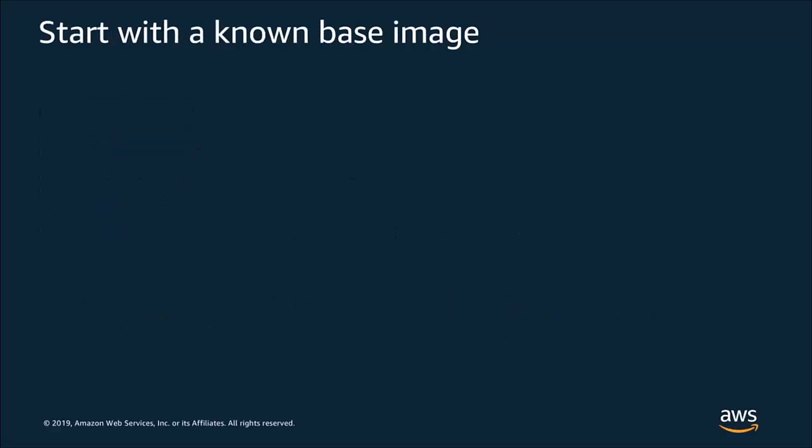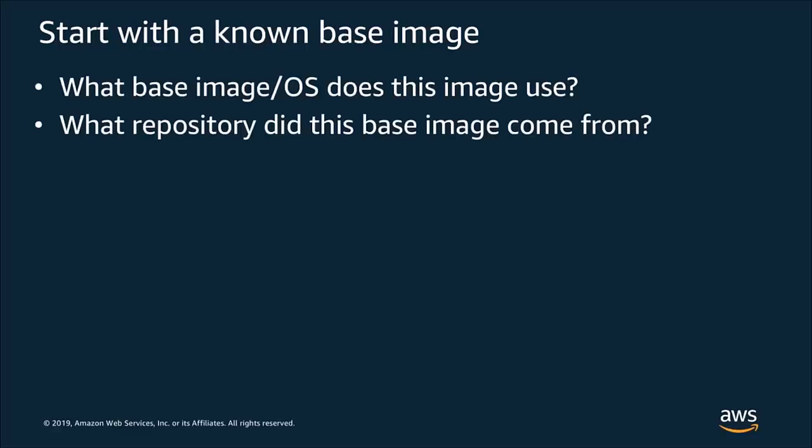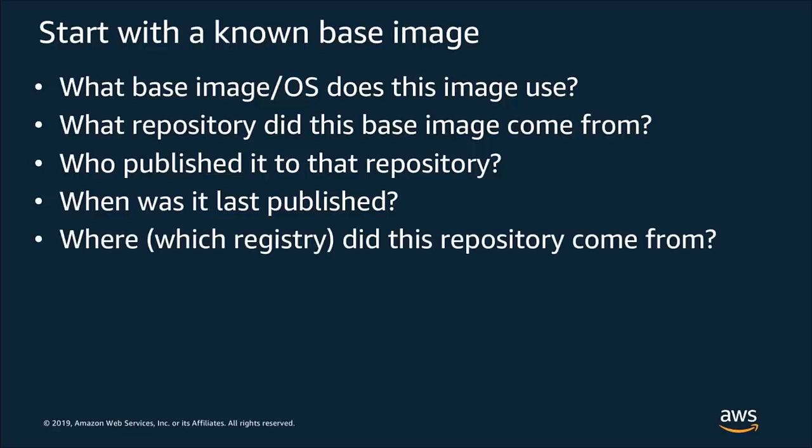So when we build an image, we want to make sure that we're starting with a known base image. Ask yourself these questions. What base OS did this image use? What repository did the base image come from? Who published it to that repository? When was it last published? And where, or which registry, did this repository come from?